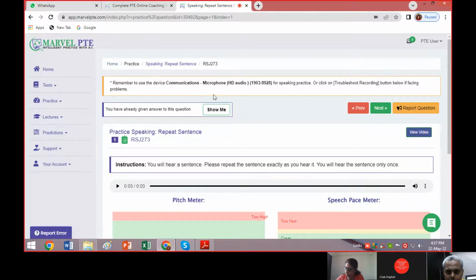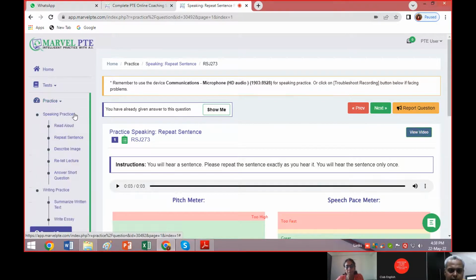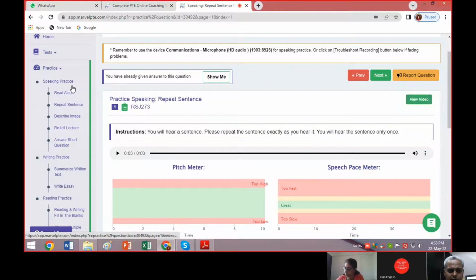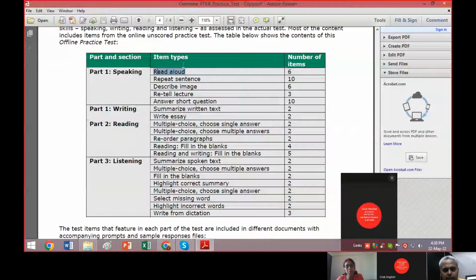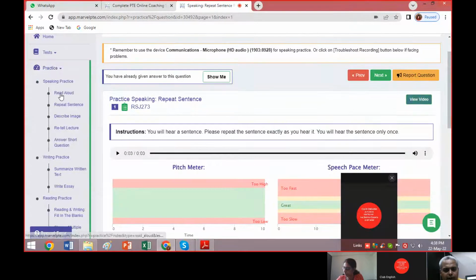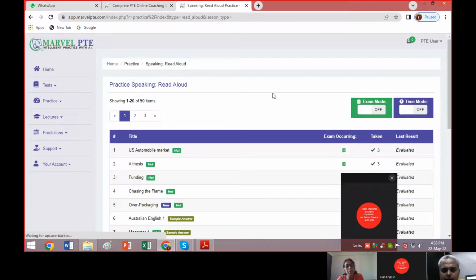Now, as you can see, on the left corner there are home, test, practice, lecture, predictions, supports, and your account. You're going to get into practice, so we'll click here on practice, and now you can see a lot of options for speaking. Speaking, read aloud. We are going to pick read aloud here and click it, and see what happens.